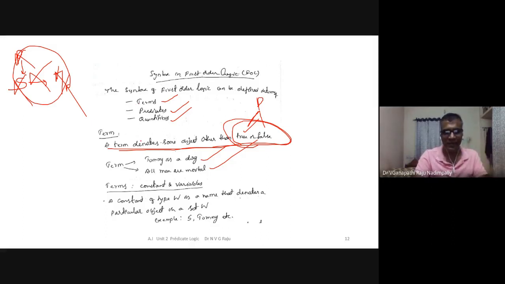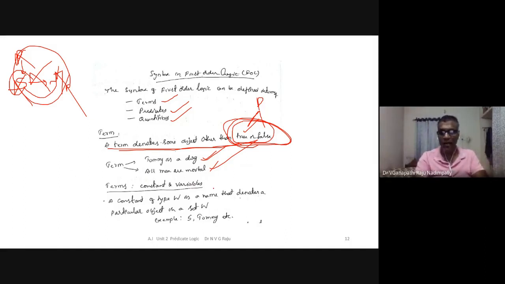A term denotes an object which is not true or false. Earlier we discussed that a sentence is going to return either true or false. Then what is a term? Anything is a term. In previous propositional logic we discussed that anything is a sentence.